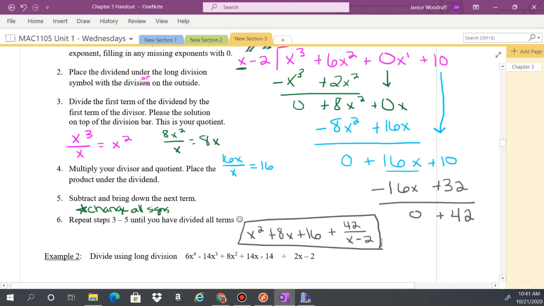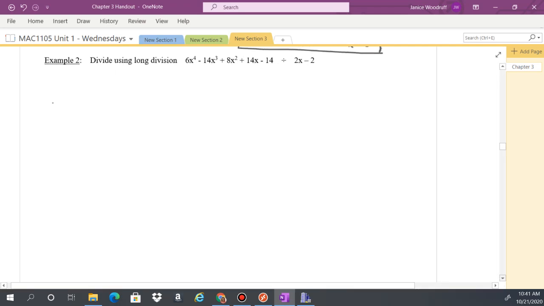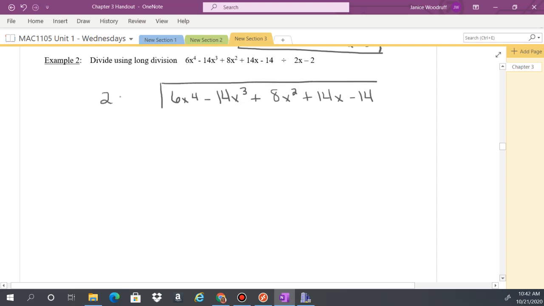All right, so first step for example 2, I'm going to look at my polynomial here and I'm going to look at the exponents, make sure I'm in descending order. So 4, 3, 2, 1, and then my constant. So there I'm in descending order. I don't need to fill in any blanks. So I'm just going to rewrite this so I can put it in my division house. And then the divisor is going to be 2x minus 2. That's going to go on the outside.